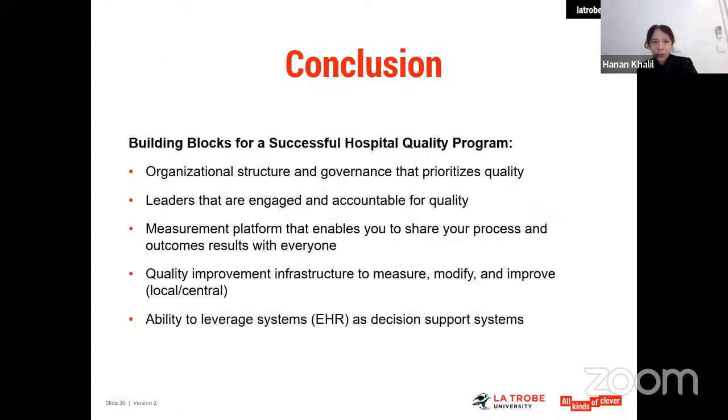So in conclusion, I'd like to share with you that to have a successful hospital quality program, you need to make sure that the organizational structure and governance include that as a priority. Leaders need to be engaged and accountable from the beginning. You also need a measurable platform that enables you to share the process, and an infrastructure to be able to measure, modify, and improve. And also the ability to change systems as well.